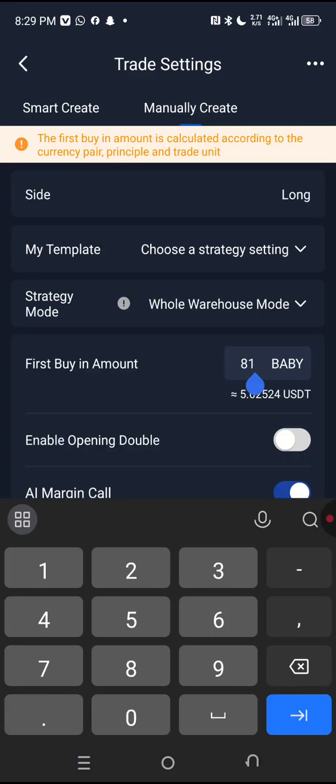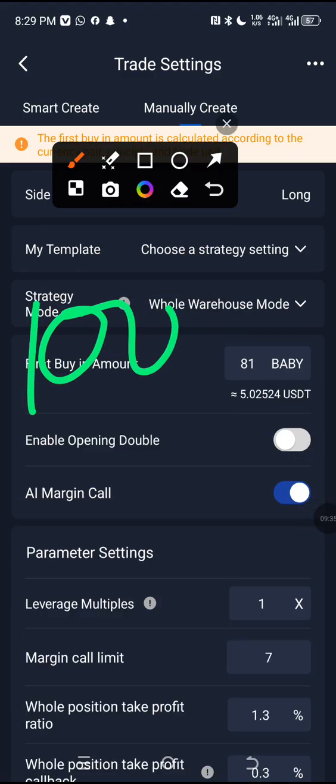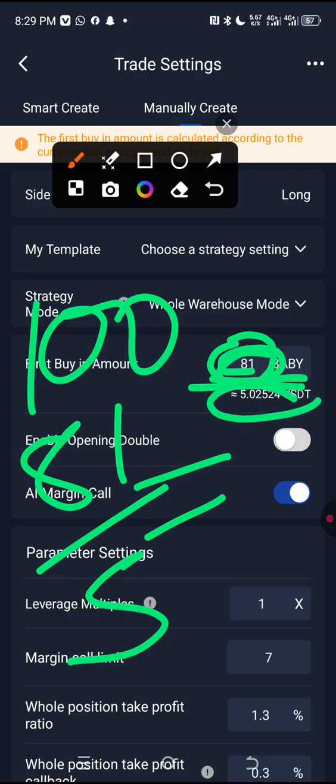Then how do you calculate the first buying amount or position amount? For example, I have $100 that I'm going to use to enter this baby trade. How am I going to calculate the money I want to use? You're going to get this 81, the minimum amount of baby coins you can enter in this trade, and then divide it by 5. So it is the number of coins here by the amount shown down here. 81 by 5.